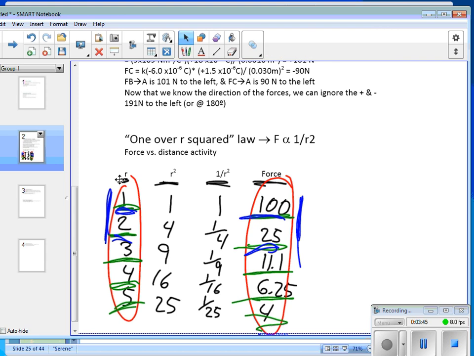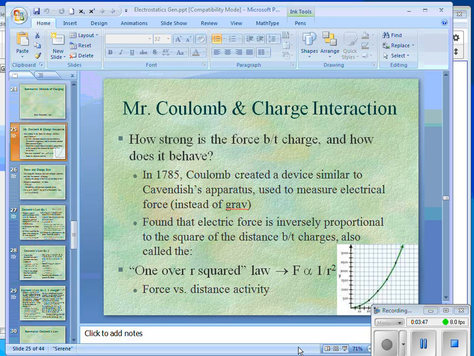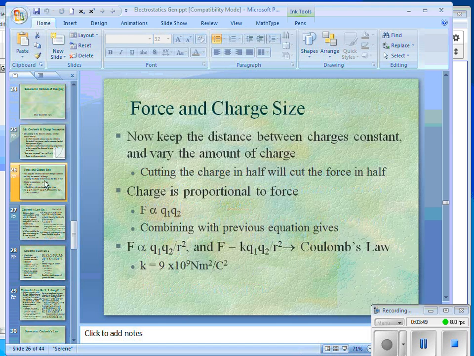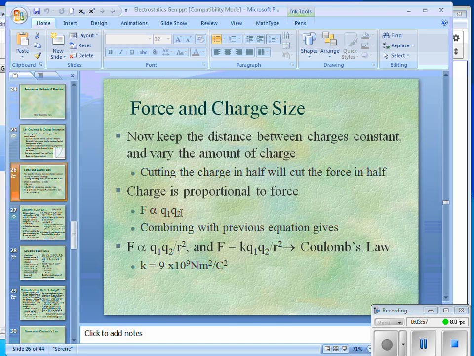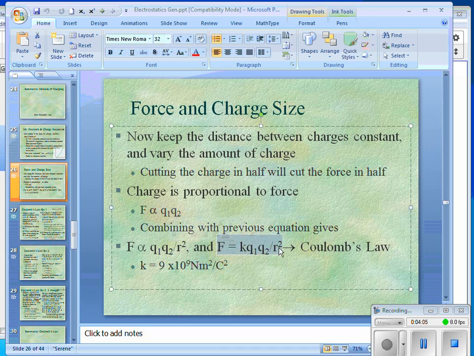Okay, now we move on. We are going on with force and charge size, and this is stuff that we had talked about before. Force is proportional to the product of the charges. It's not just one charge, but it's really the product of the 2 charges. Anyhow, if we put all that together, we end up with Coulomb's law, which is force equals K, Q1, Q2 divided by R squared.